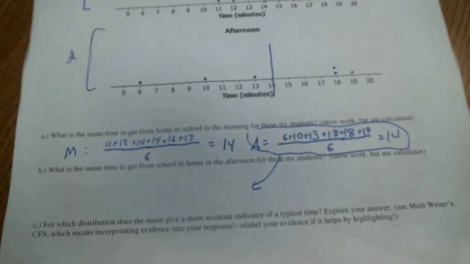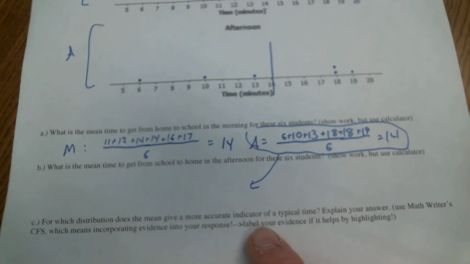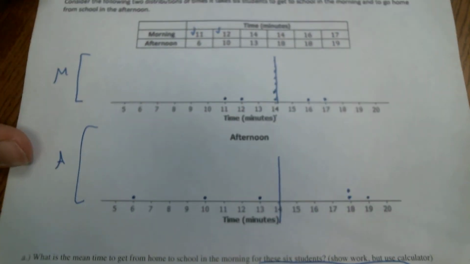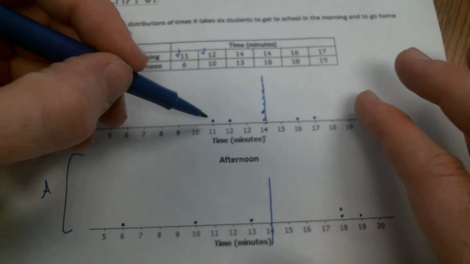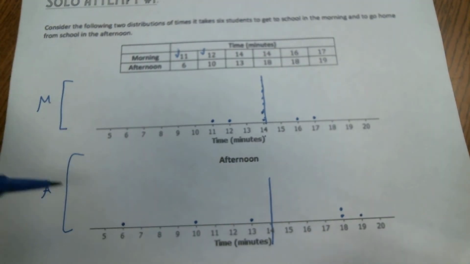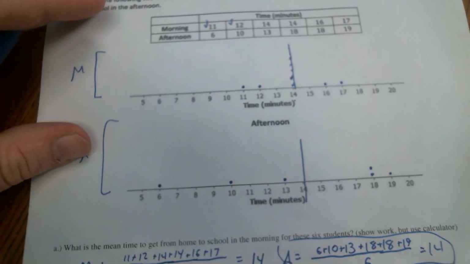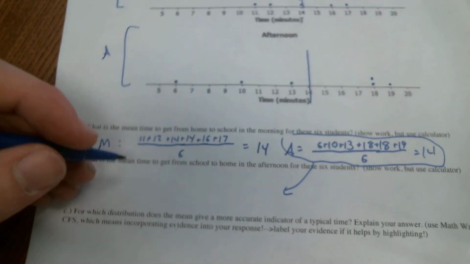For each distribution, or for which distribution, does the mean give a more accurate indicator of a typical time? Explain your answer. Okay, so let's think about this. It looks like more of the times are closer in this one, and they're further spread out in this one. So that would mean if they're all closer to this one, the mean is better for the morning time. So here's a piece of evidence I could say.